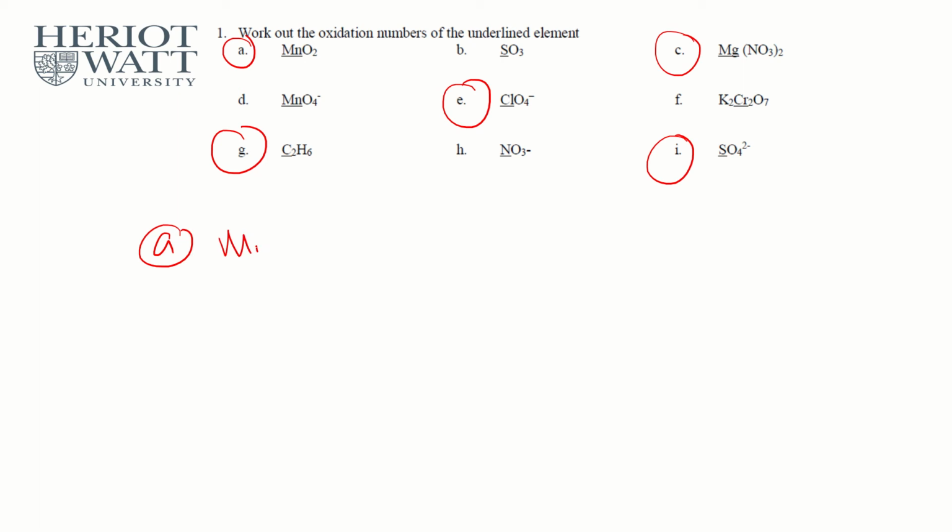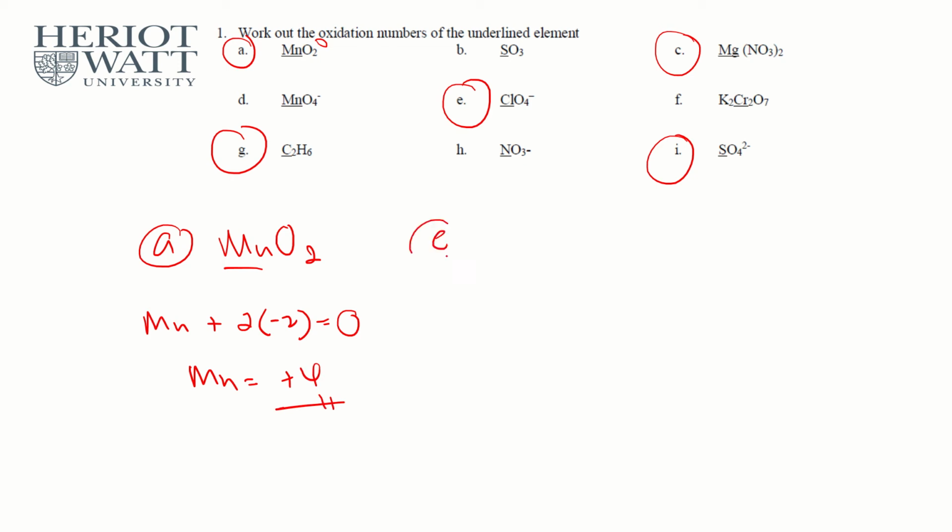So MnO2. What is the oxidation number of manganese? Very simple. Manganese is unknown, plus 2 oxygens, and 1 oxygen is -2. So 2 times -2. Overall charge, top right corner, there's no charge, so equals 0. So Mn equals +4. So A is +4. C.